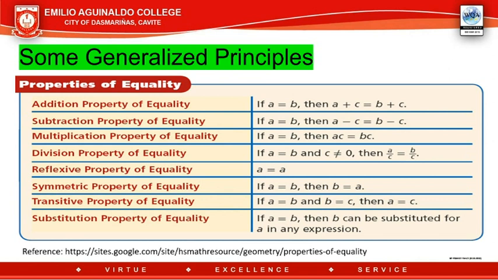For reflexive, A is just equal to A. For symmetric property of equality, if A is equal to B, then B is just equal to A. Transitive property of equality, if A is equal to B, and B is equal to C, then A is also equal to C. And lastly, for substitution property of equality, if A is equal to B, then B can be substituted for any A in any expression. So most likely, we use the substitution property if we're going to find the values of unknowns.